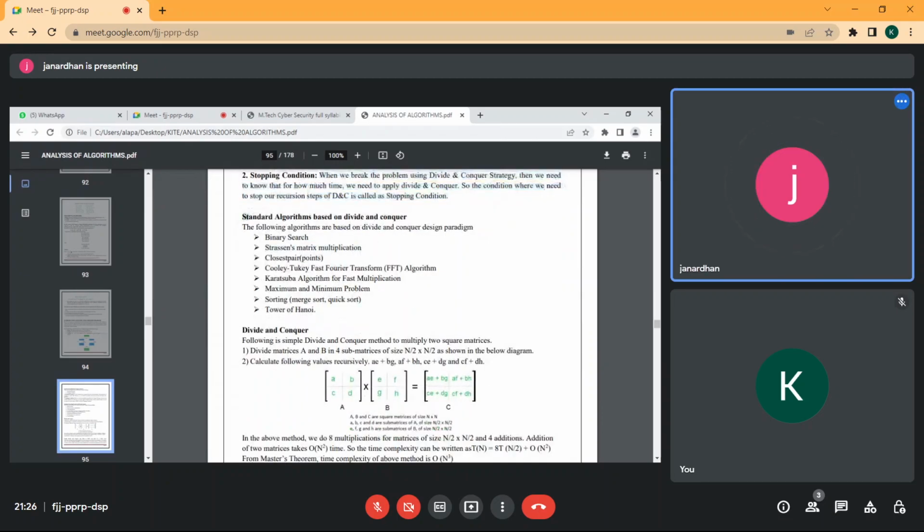Standard algorithms based on divide and conquer approach. The following algorithms are based on divide and conquer: Strassen's matrix multiplication, the fast Fourier transformation algorithm, the Karatsuba algorithm for fast multiplication, the maximum and minimum problem, the sorting problem, and the Towers of Hanoi problem.